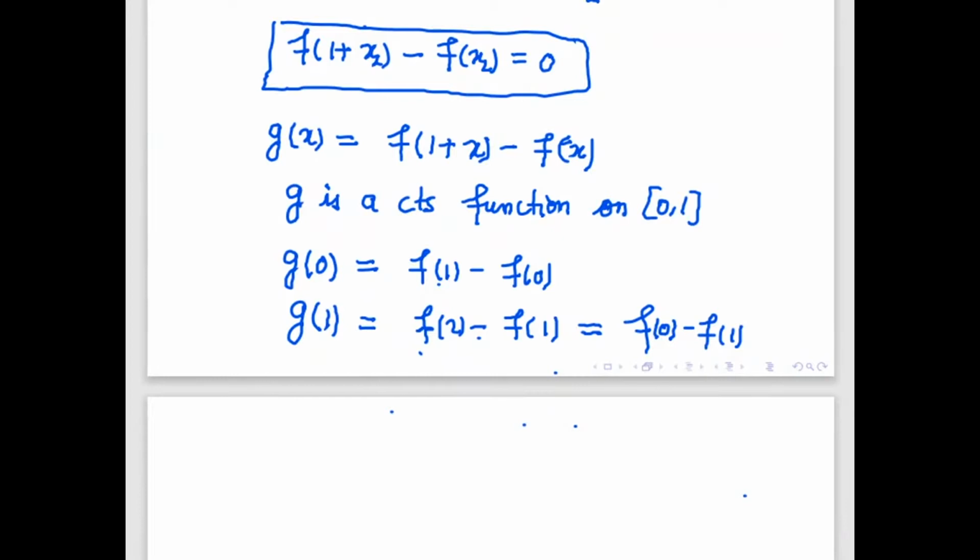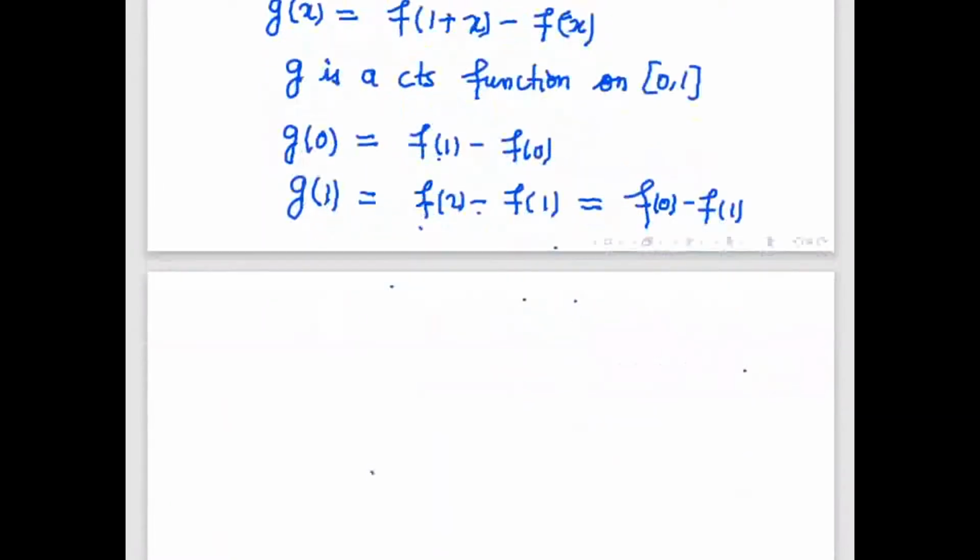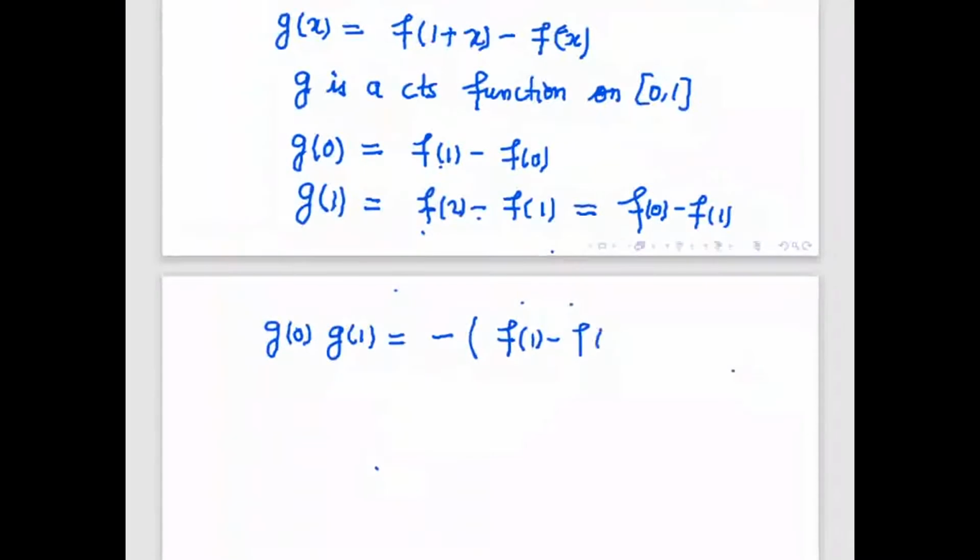Can we say that both always have opposite signs, or the product is always negative? Yes, sir. So if we take the product, what we will get is g of 0 times g of 1 equal to minus of f of 1 minus f of 0 whole square, and this is less than 0 only when f of 1 minus f of 0 is not zero; it can be equal to 0 also.